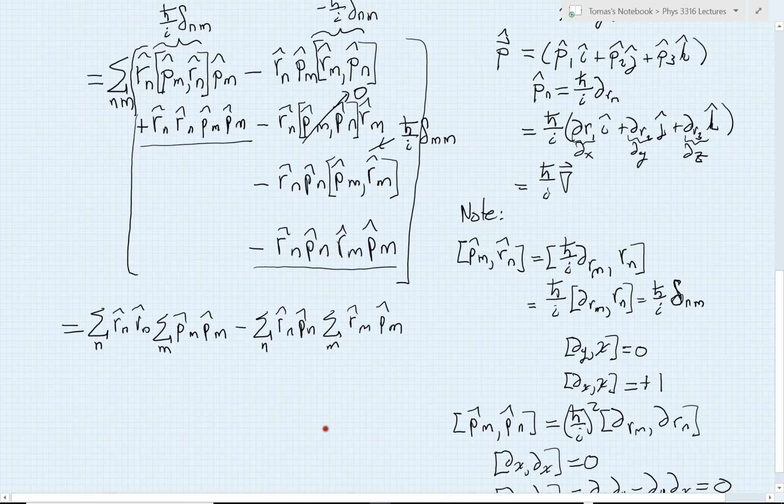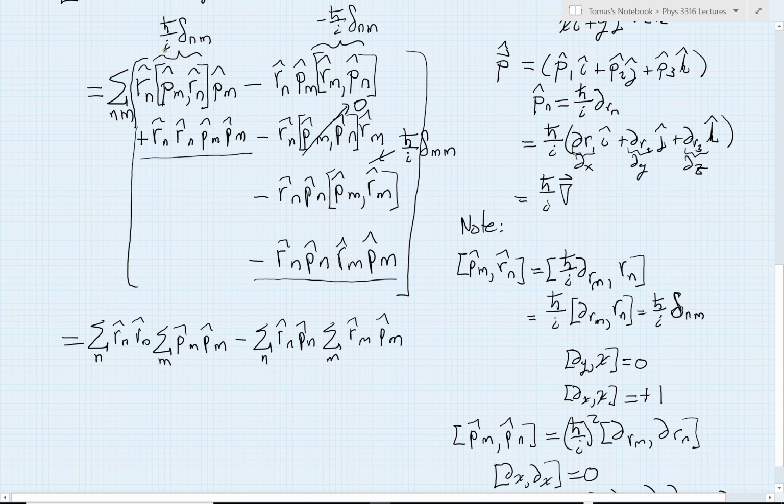The remaining terms are the commutator terms, and those all come with an h bar over i. So let's factor that out. And the fact, by the way, that it has an h bar is a good indication it's a quantum term, because this term would vanish if h bar went to 0.